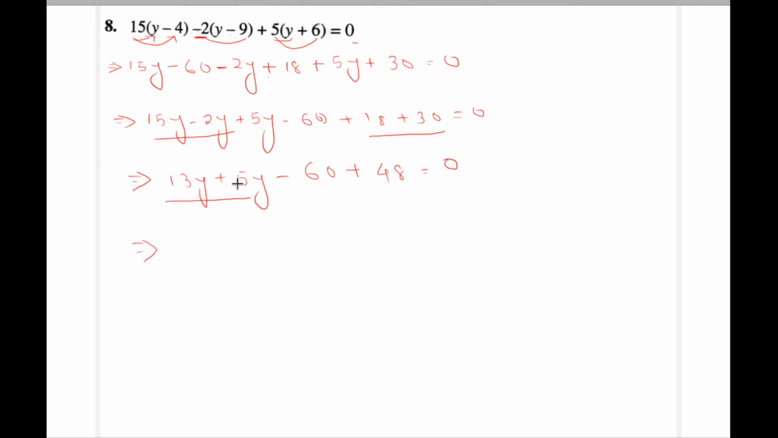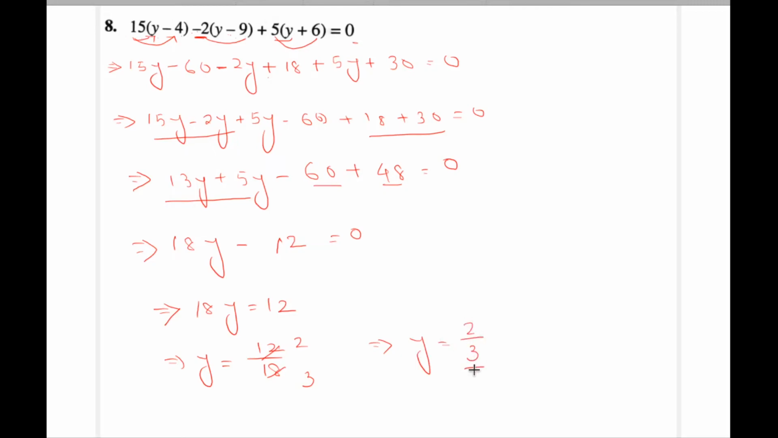So 13 plus 5 is how much? 18y minus, okay, this 60 minus 48 is how much? 12, and minus symbol is with the bigger number, so minus 12 equals to 0. So 18y equals to 12, or this implies we can write y equals to 12 by 18. Now if we cut it by 6, we will get 2 and 3. So this implies y equals to 2 by 3. And this is the solution of this question.